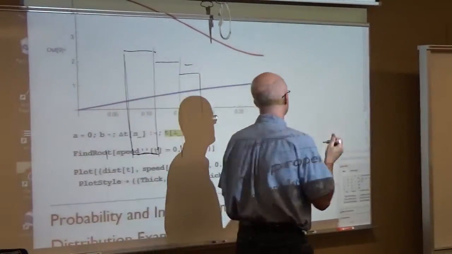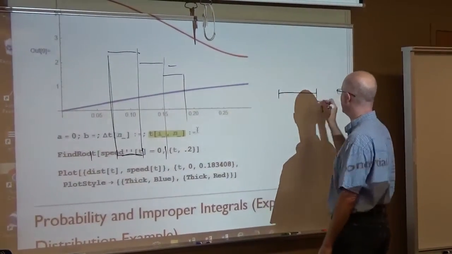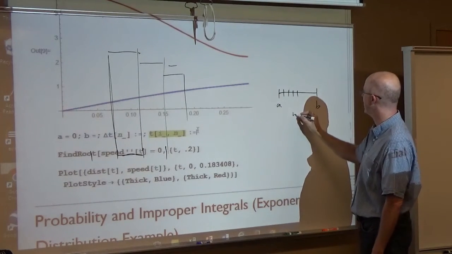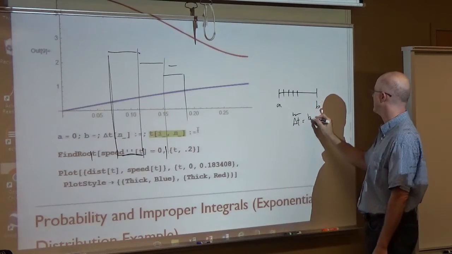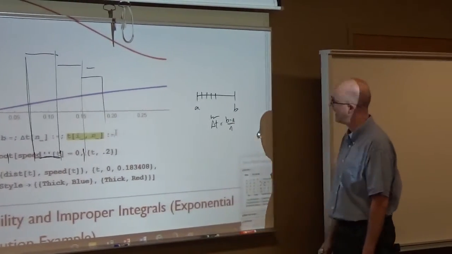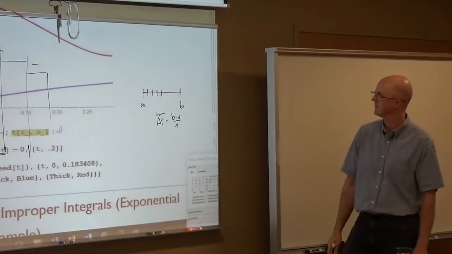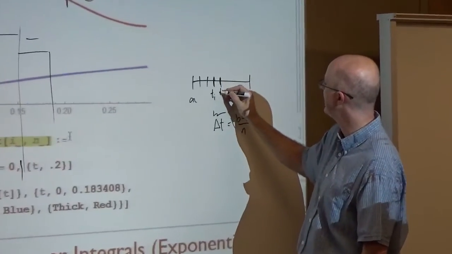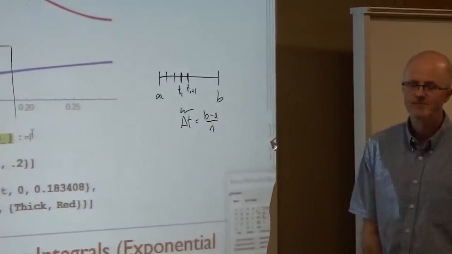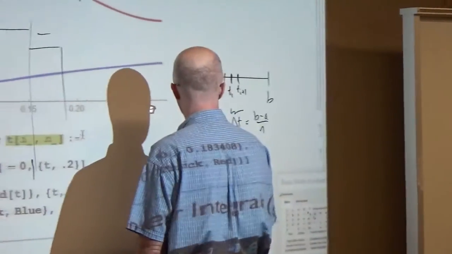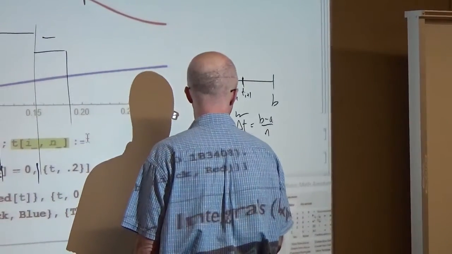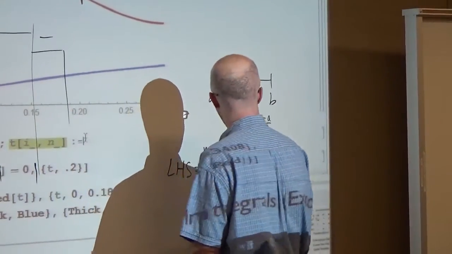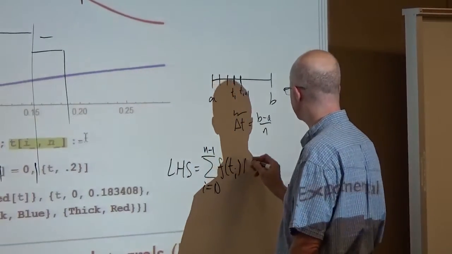You did a little bit of this kind of thing by hand. You got this interval from a to b. You're breaking it up into n subintervals, each of length delta t, which is b minus a over n, the length of the entire interval divided by the number of subintervals. For the general interval from t_i to t_(i+1), your left-hand sum is found by adding, i goes from 0 to n minus 1, f of t_i times delta t.